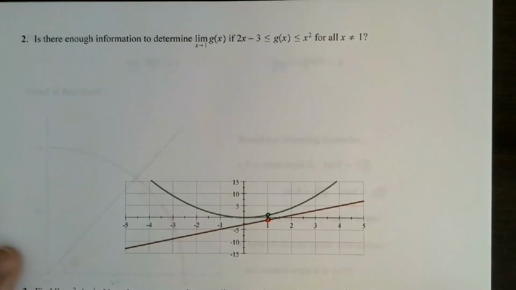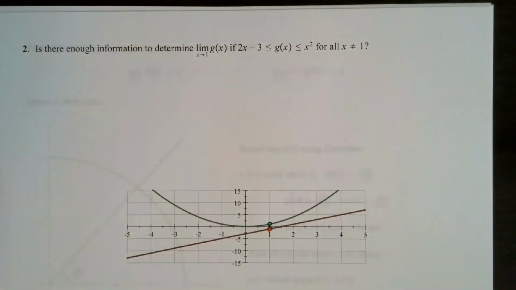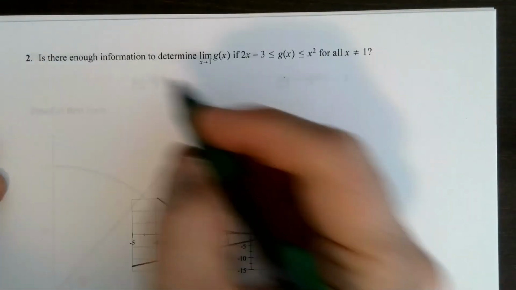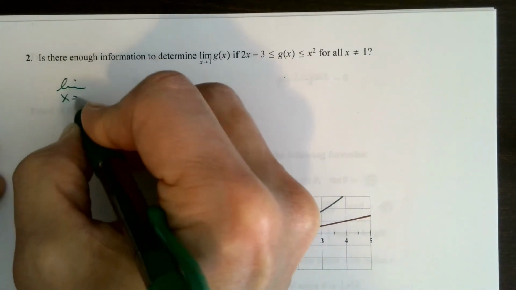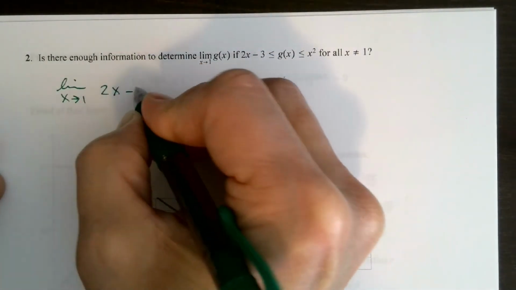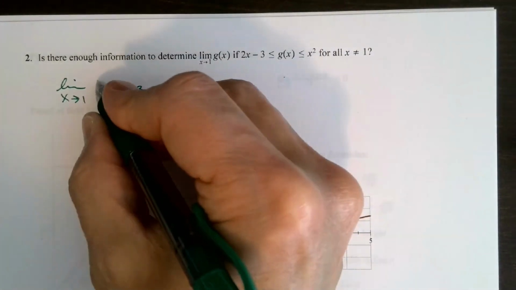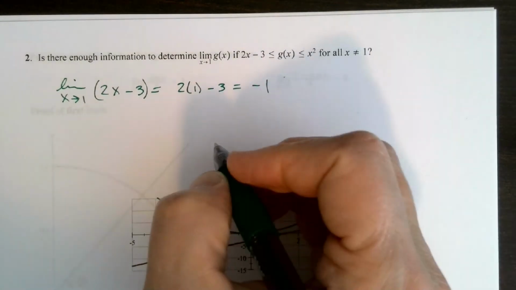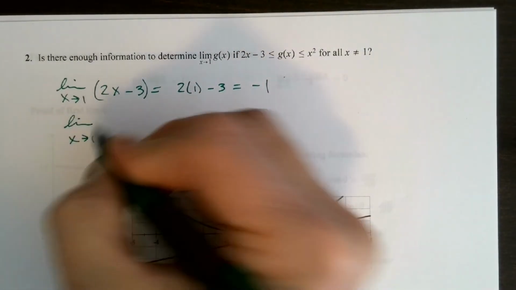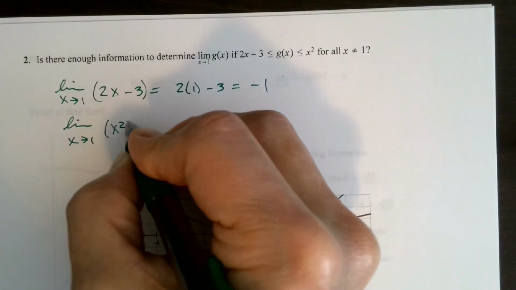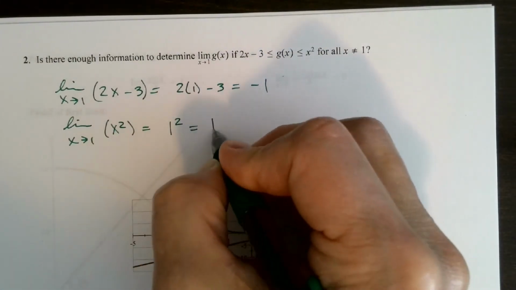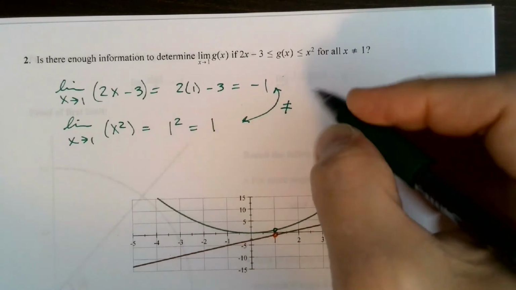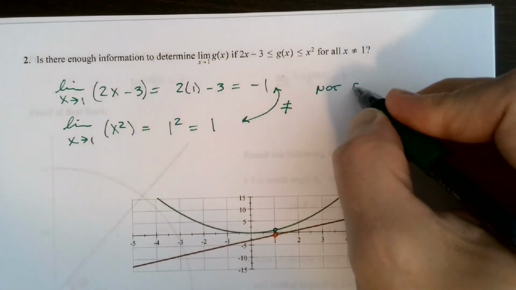Is there enough information to determine the limit? In this case, we're going to do the same thing. I've got g of x trapped between two functions, again for all x not equal to 1. So again, I'm going to take the limit as x approaches 1 of the bottom function. And by direct substitution, I can find that limit, right? 2 times 1 minus 3 is 2 minus 3 is negative 1. The limit as x approaches 1 of x squared, though, is what? Just 1 squared, which we know is 1. So these two are not equal, right? These are not equal.